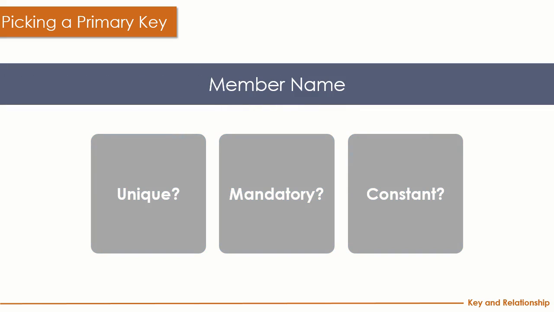Let's check each column. The member name, is it unique? May not. We see the Nancy Ward, we print the name. Is it mandatory? Yes, it is mandatory. Is it constant? Yes, it is constant. At least we will not change our name so often, but it's not unique, so we can't use it as a primary key.